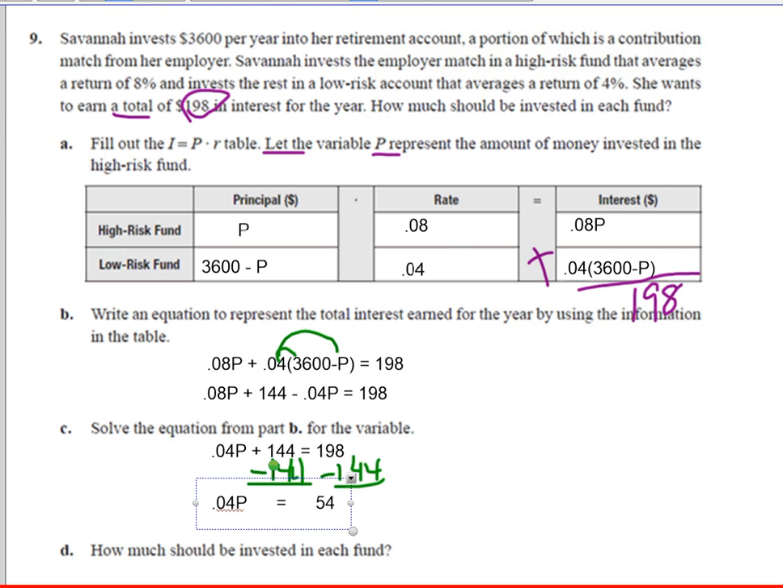And so our last step would be to get rid of our coefficient of 0.04 by dividing that from both sides. And we see that our P, which represents the principal, the amount invested in the high risk fund, is 1,350.